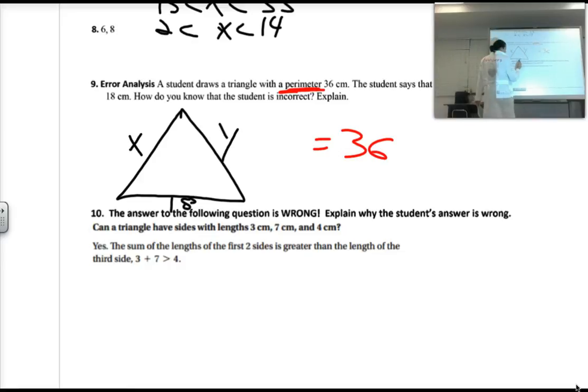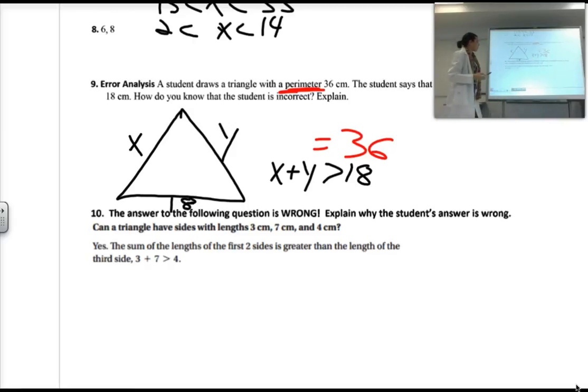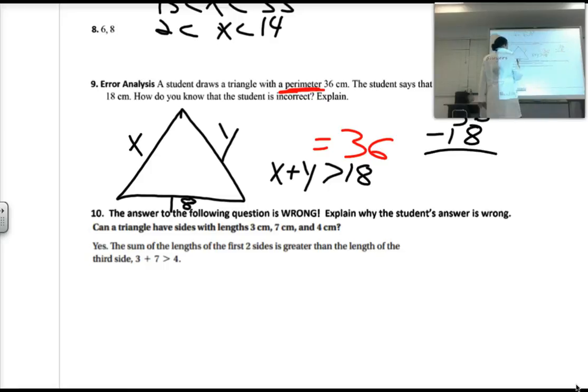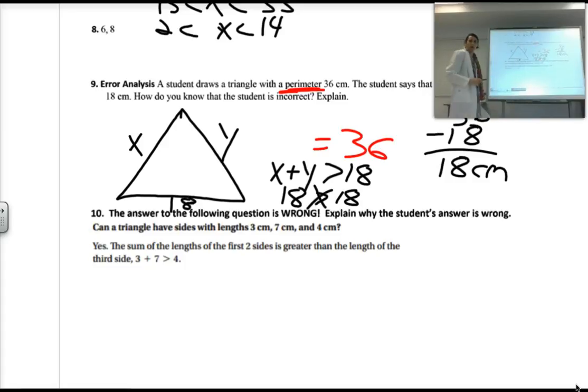Now, I know that the longest side is 18. So if we think back to our triangle inequality, x plus y has to be greater than 18. But I know that all the way around this triangle is 36. So if I take the perimeter minus how much I've used for that side, because 18 was our longest side, I only have 18 centimeters left to split between the other two sides. Well, if that's the case, that would make 18 greater than 18, and we know that that doesn't form a triangle.